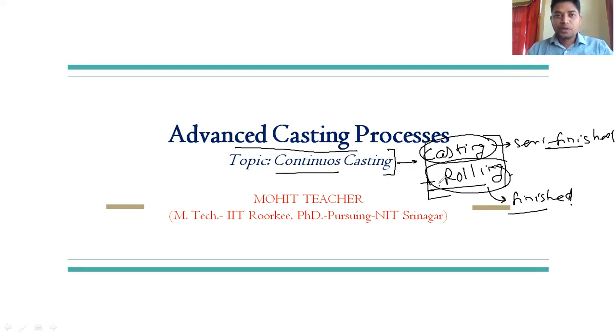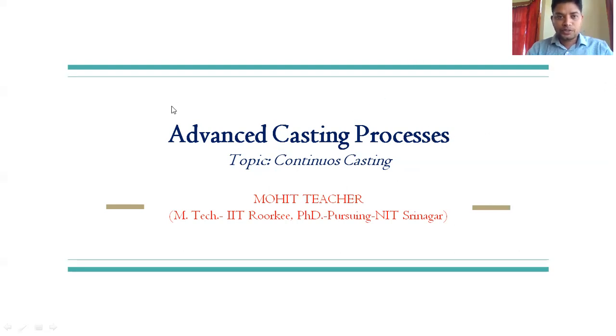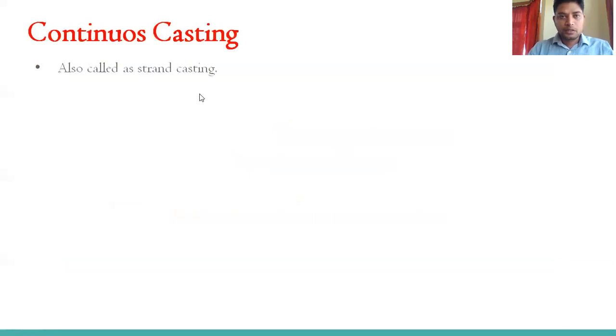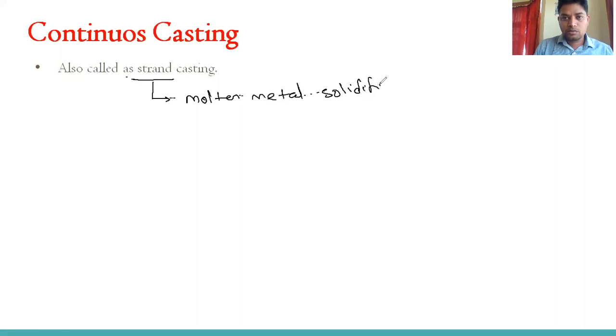So in this video, we are going to discuss the continuous casting process. So let's start. First, we also call this casting strand casting. Okay, so the meaning of strand casting is that the molten metal is solidified into a semi-finished product.